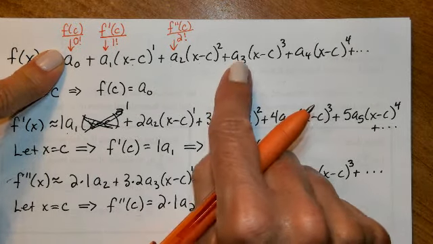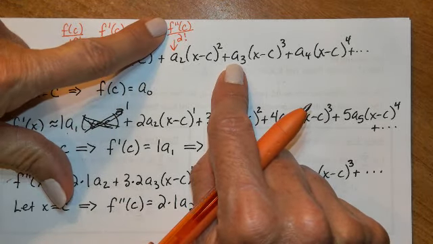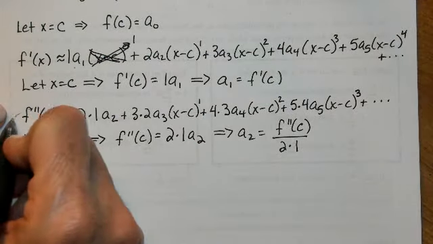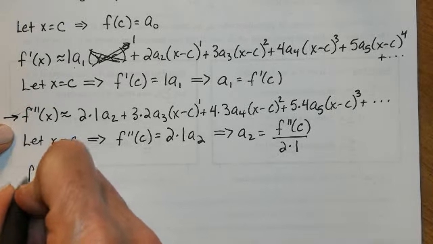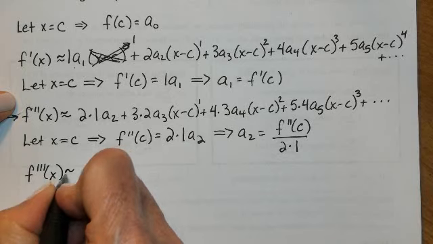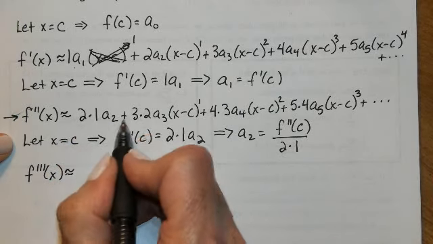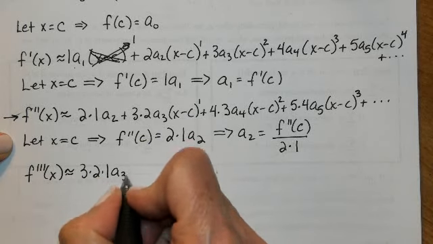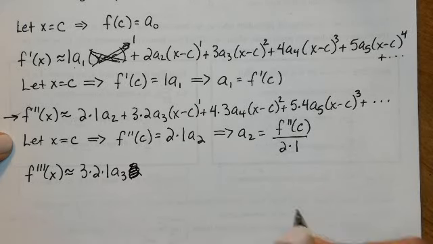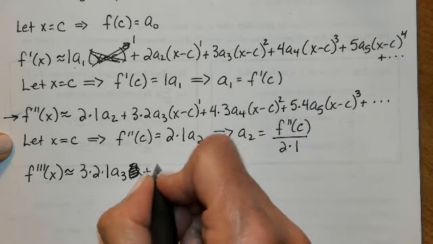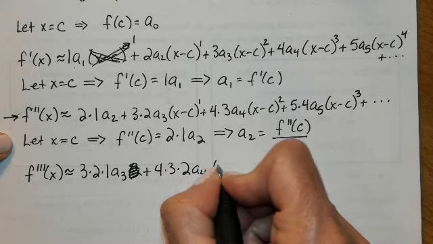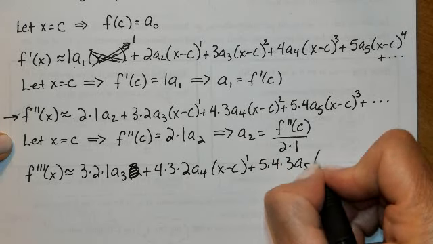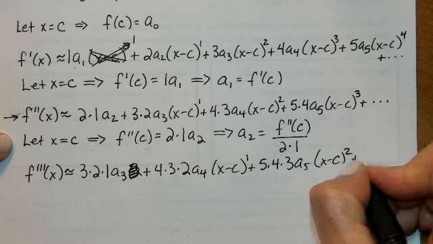Let's find out. If it continues, a sub 3 should be the third derivative of f at c divided by 3 factorial. I'm going to take the third derivative, so I'm taking the derivative of that line. The third derivative of f of x will be 0 plus 3 times 2 times 1, looks like a factorial, a sub 3 times x minus c to the 0, so that's just 1 there, plus 4 times 3 times 2, a sub 4, x minus c to the first, plus 5 times 4 times 3, a sub 5, x minus c squared, plus dot dot dot.